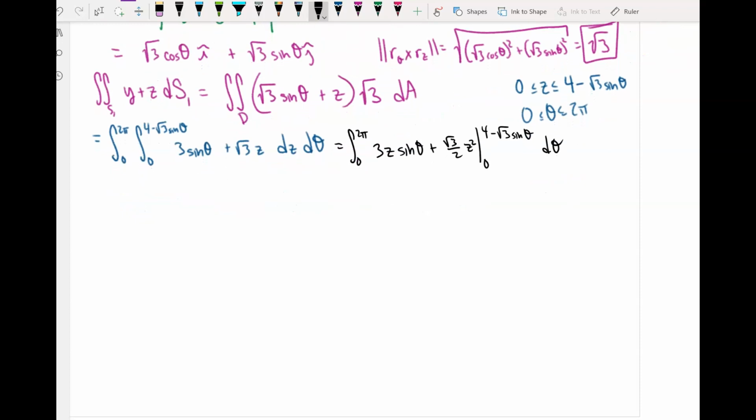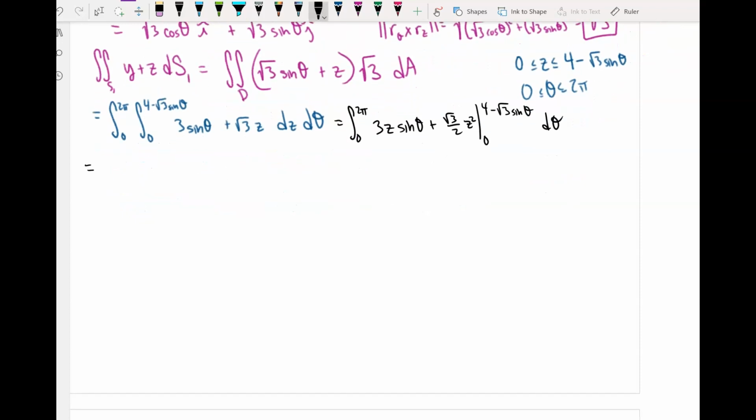Alright, so now this guy is going to be equal to, so I'm going to plug in the first guy, 0 to 2 pi, 3 times 4 minus square root of 3 sine theta, then another sine theta, plus square root of 3 over 2, 4 minus square root of 3 sine theta squared d theta.